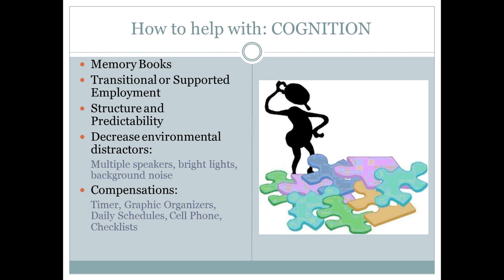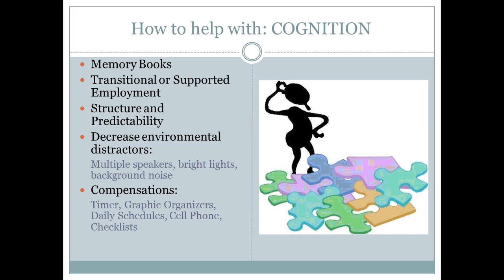So some ways that we can help people who sustained a TBI with their cognition boils down to supports, environmental modifications, and compensations. We can help by helping them to create memory books, which may be helpful to help them remember events or people from the past, and these also help to strike up conversation and reach common ground with the individual. We can also help them to get transitional or supported employment, which may be very important.